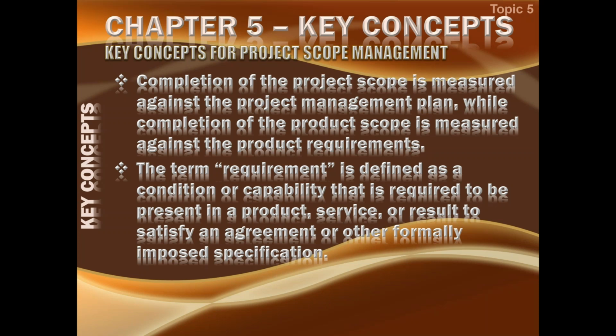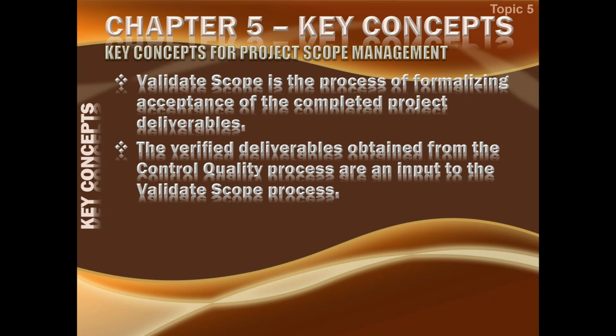The term requirement is defined as a condition or capability that is required to be present in a product, service, or result to satisfy an agreement or other formally imposed specification. As we talked about validate scope, this is about the product scope. Validate scope is the process of formalizing acceptance of the completed project deliverable. So you see, this is about the product.